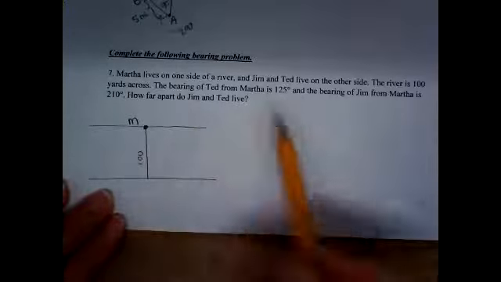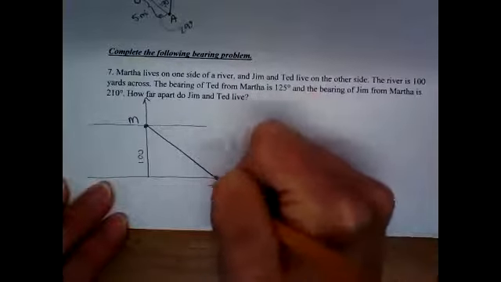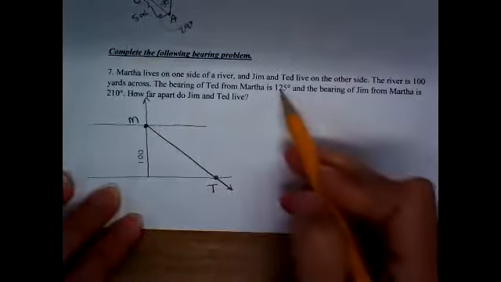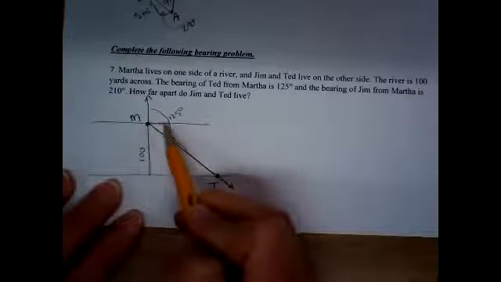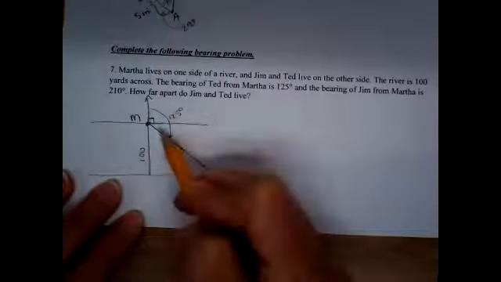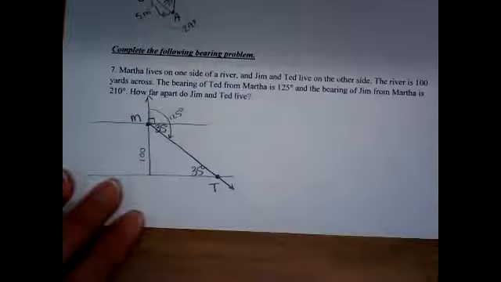Now we have to find where Ted and Jim are. The bearing of Ted from Martha is 125. So here's due north. We're going to rotate 125 degrees, and that'll give us the direction for Ted. So if you rotate 125, that's going to be this way. So this is going to be Ted. Now we went 125. But watch me point to this. How much is this angle right here worth? That's 90. So how much is this little guy worth? That's 90. How much more to get to 125? 35. And if that's 35, this is also 35 because they're alternate interior. So this little angle down here is 35. All right, so that's Ted.